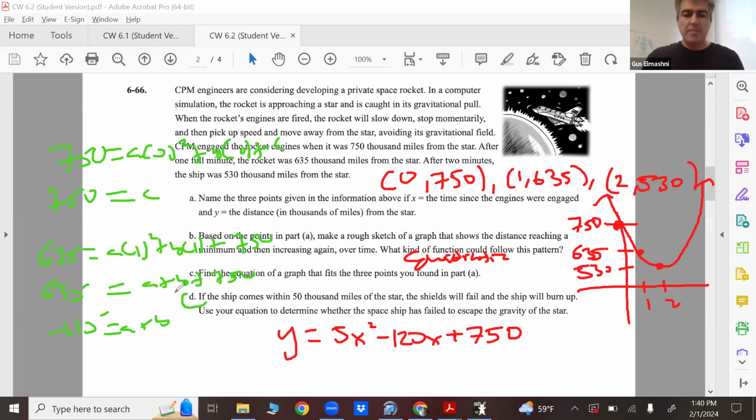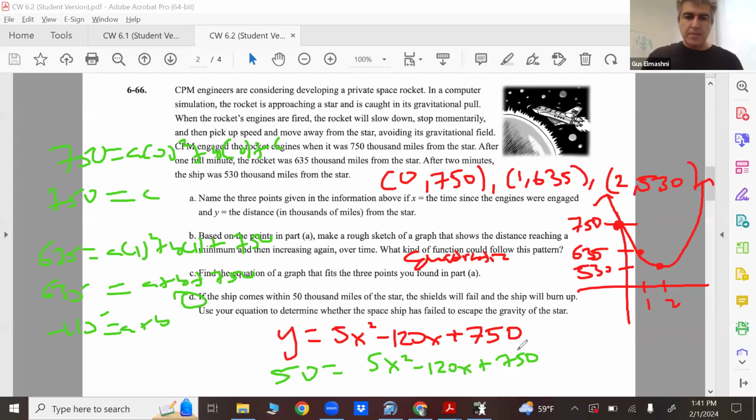Because now look at part D. What's part D asking for? What does y represent in this problem? Look at part A. What does y represent, guys? So we have to plug in 50 for the distance. It's in thousands. So 50 equals 5x squared minus 120x plus 750. So we have to solve for the time.